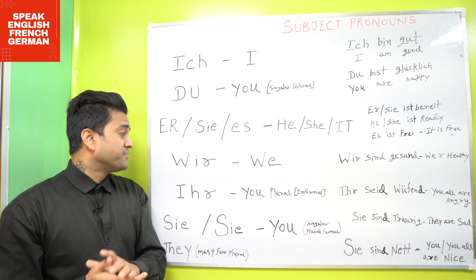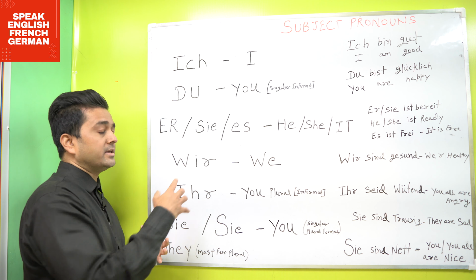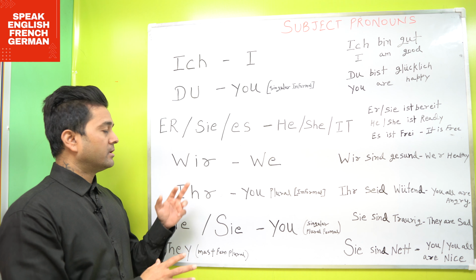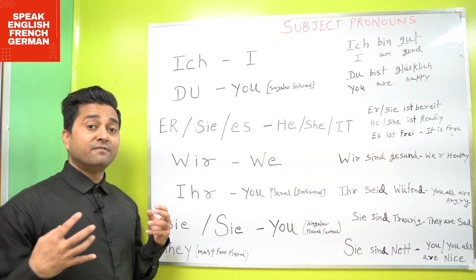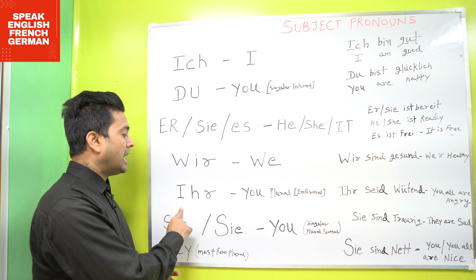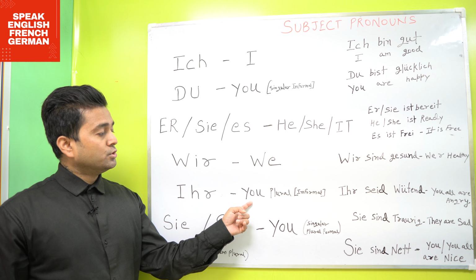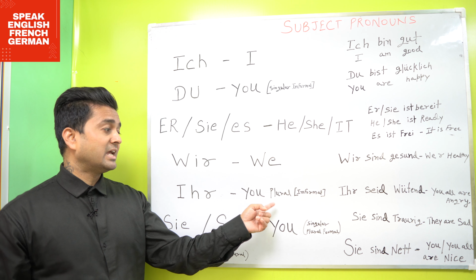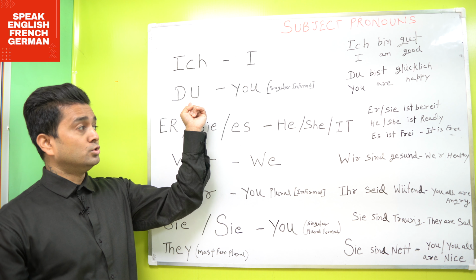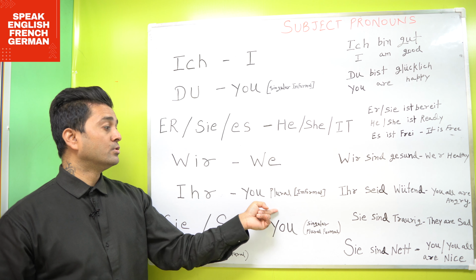I hope you understand. So now next we have wir. Wir, W-I-R. So wir means we. So always remember wir, the pronunciation, wir. And now next we have ihr, I-H-R, ihr. That means you, and that is plural, and again it's informal. So here you can see one example: du, you, is singular informal, and ihr is you plural informal.